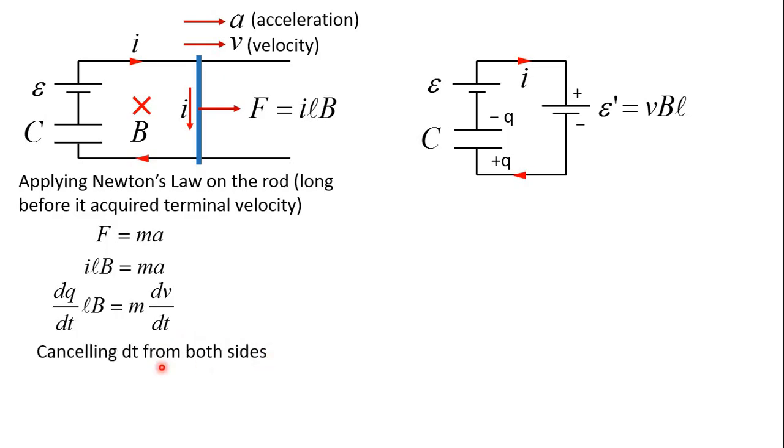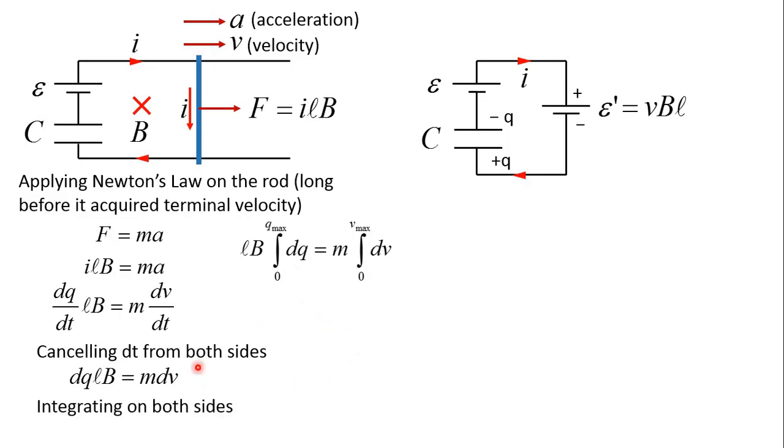Now what to do next? Cancelling dt from both sides, the remaining thing is just dq into LB is equal to m into dv. Now we can integrate on both sides. Put the integration symbol. Here L and B are both constant, the length of the rod and the magnetic field B, so integrate dq. On the right side the mass of the rod is constant, so integrate dv.